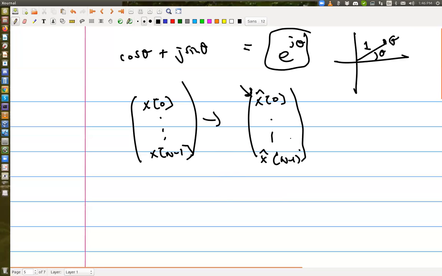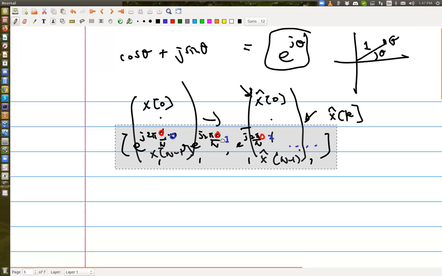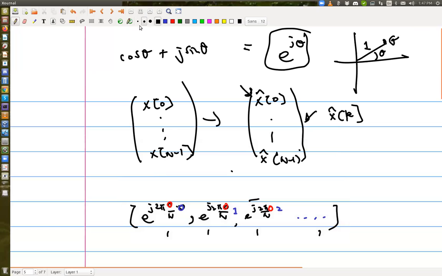Or in general, let me just go in general. I have x̂_k. So it's just the projection to the k-th sinusoidal wave. The k-th sinusoidal wave is like e^{j2πkn/N}. I still have that, that's nice. It will be just this guy when this frequency is k, right? And of course, this is not normalized.